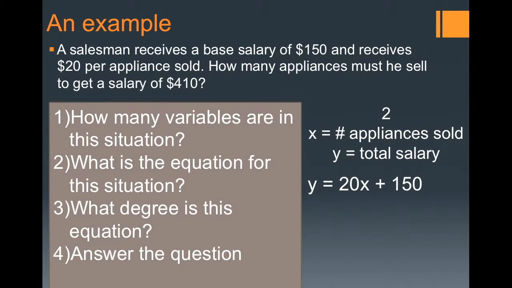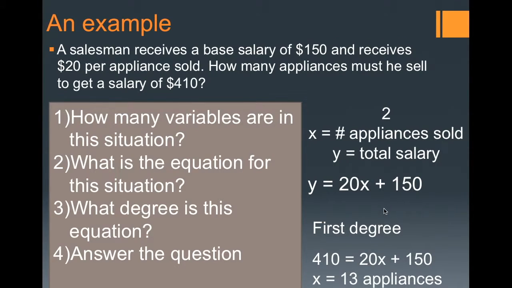For number 2, the equation for the situation is 20x plus 150 is equal to y, where it's 20 times the number of appliances sold. So he gets $20 per appliance sold plus his $150 base, which gives him a total salary y. This equation is first degree because the highest exponent in this equation is a 1. It's an imaginary 1 at the top of an x or y.